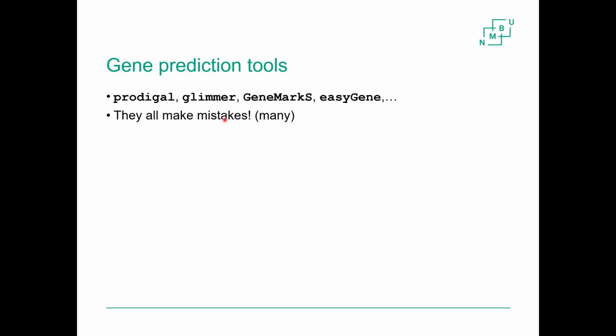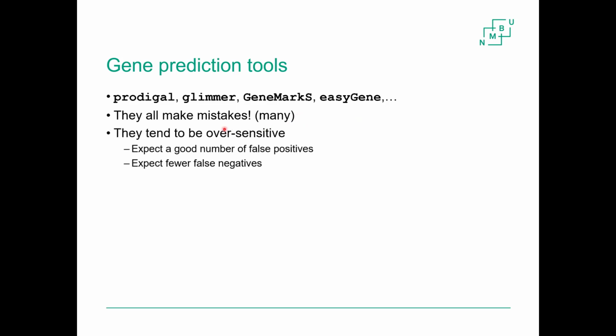The point is all of them make mistakes, right? And quite many. Actually, not necessarily a big percentage of errors, but remember that we predict many genes, right? In a genome, there are thousands of genes. And if you have like 10% error, 10% of thousands is still a big number, right? So they make plenty of mistakes.